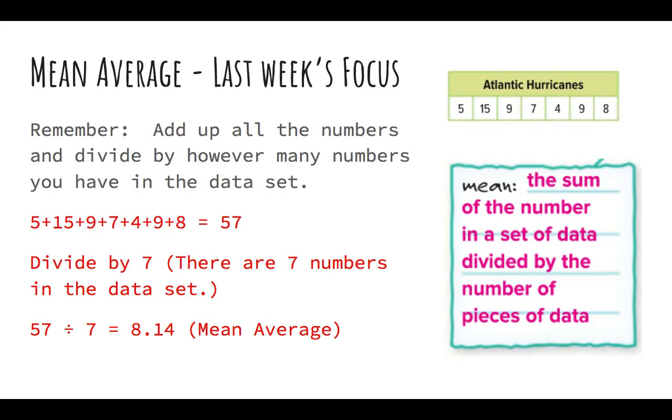So with the mean average, again, we have 7 hurricanes. This is the one where you add up all the numbers and then you divide by how many numbers are in your data set. Since we have 7 numbers in the Atlantic hurricanes data set, we add up all the numbers, we get 57, we divide it by 7. That is the mean average. The way I remember it is mean is the meanest, it makes you do the most work.